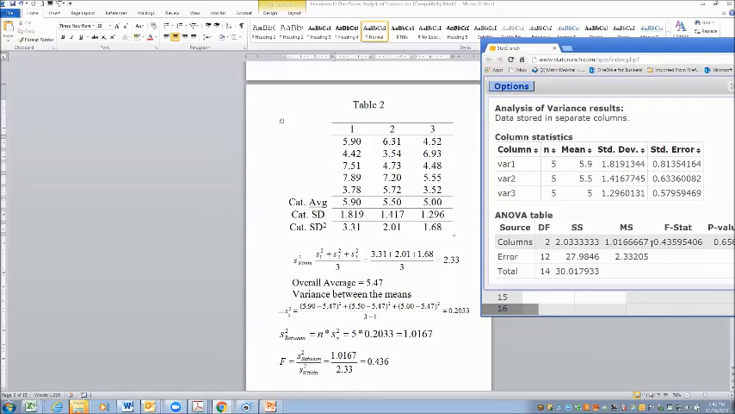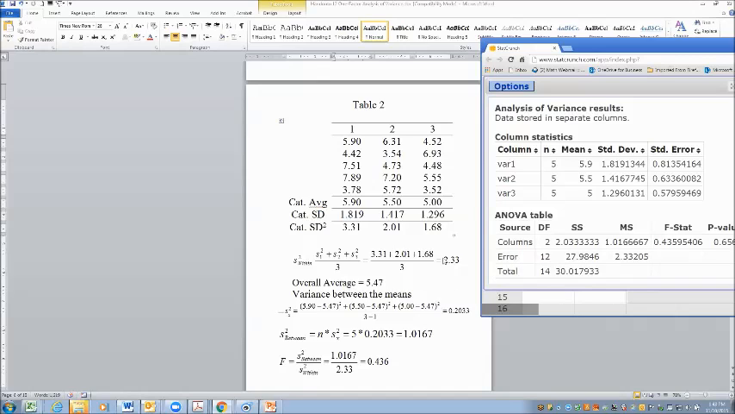I also get the F statistic that's showing up here. You'll notice that the MS column for columns matches up with my between variability. This is called the mean square between the columns. So we have the mean square of the columns. This is S sub B squared.